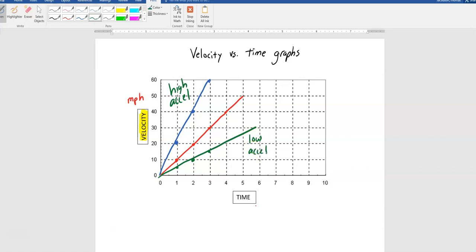So when it comes to velocity versus time graphs, the slope, I'll put a note right here for you guys, the slope is going to be the acceleration. So if you have a high slope, you have a high acceleration. And if you have a low slope, you have a low acceleration. And that's probably about a third of what you need to know right now.